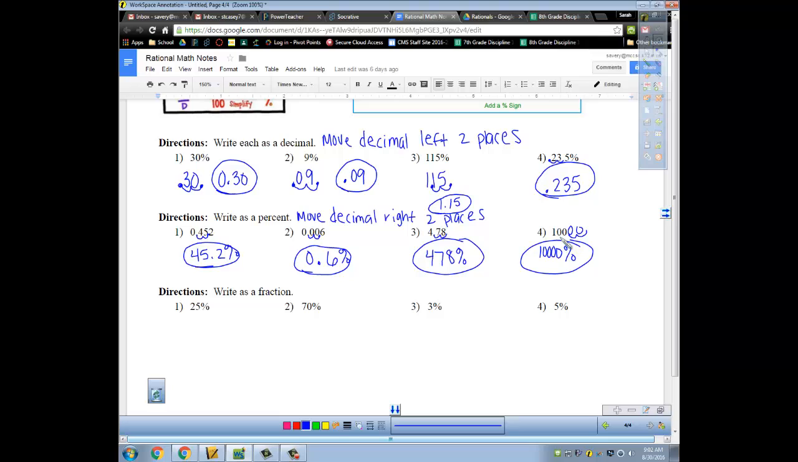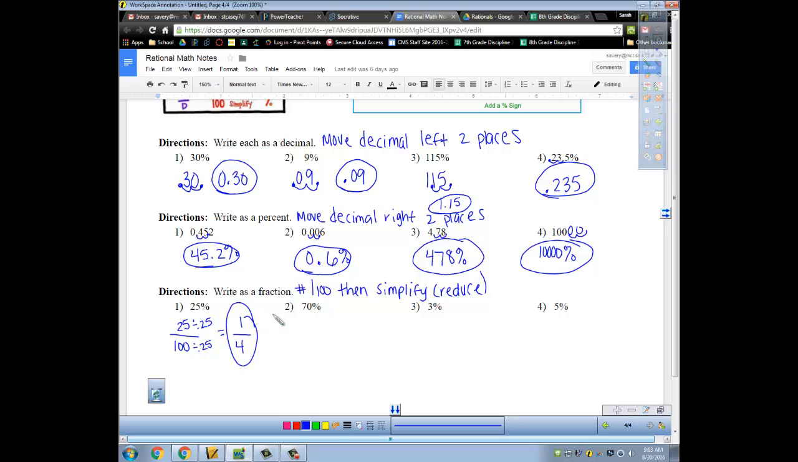Okay, and then the next 4 problems, we're going to write these as a fraction. So they are all percents. So percents are always out of 100, so we're going to put the number that they give us over 100, then simplify. And another way to think about simplifying is reducing. So you want to divide the numerator and denominator by the same number, that's reducing. So for number 1, we have 25%, so I have 25. You always put it over 100. And then we can reduce that by dividing both numerator and denominator by 25 to get 1/4.